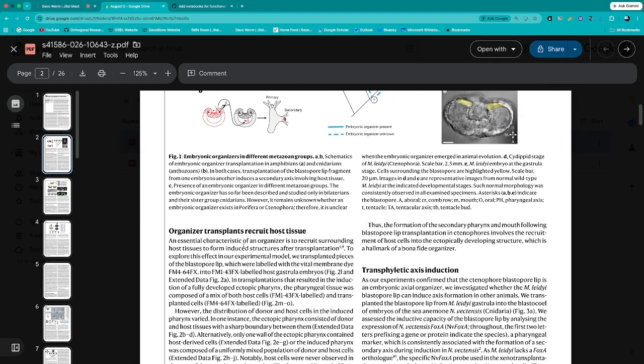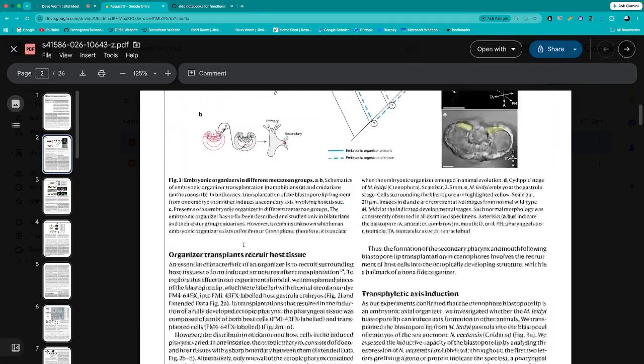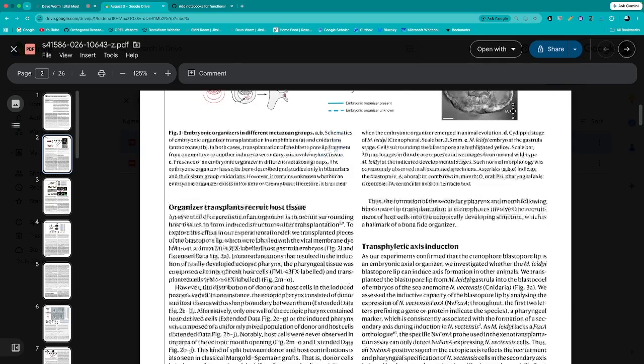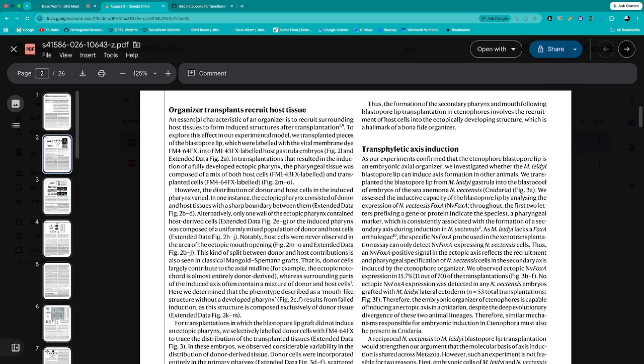All right, so this is just an example of what they did. And these are these classic experiments, these transplantation experiments. But what they're saying is that these two things are connected by the same set of organizers. And so an essential characteristic of an organizer is to recruit surrounding host tissues to form induced structures after transplantation.